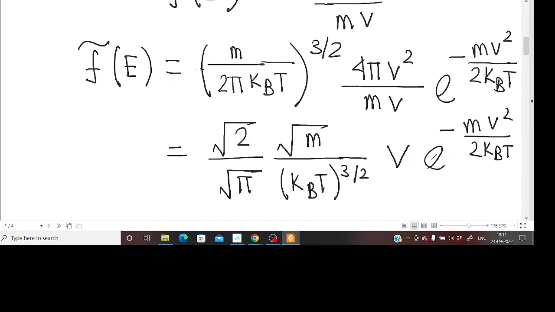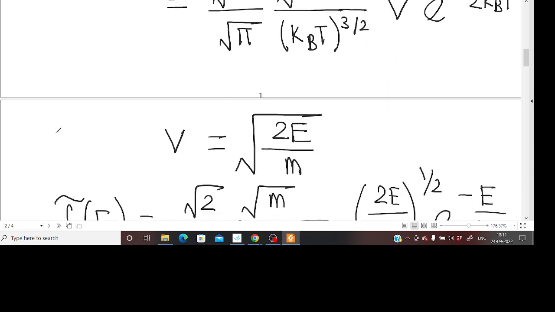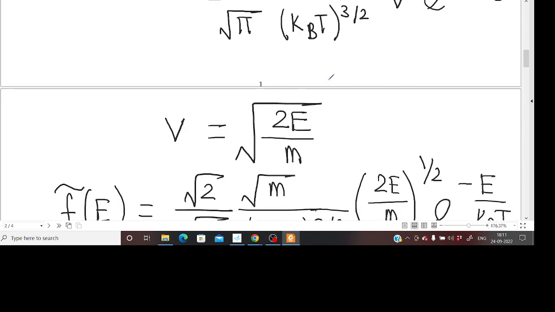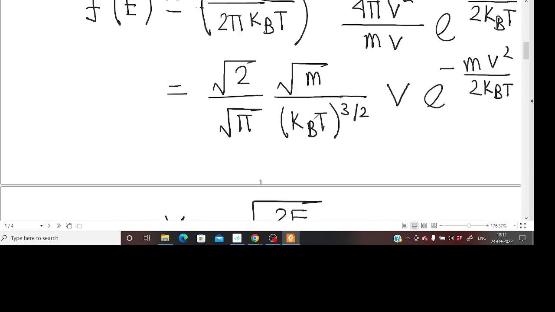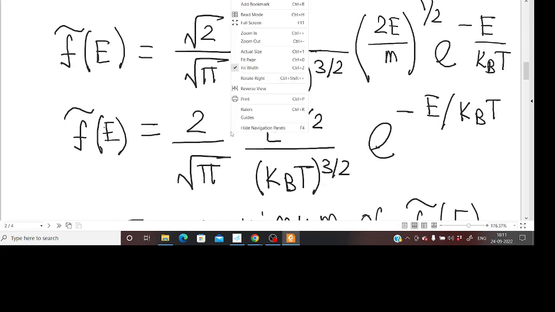Now you have to write this in terms of energy, right? So what is v in terms of energy? We have E equal to half m v squared, so v is equal to root over 2E by m. Now replace v equal to root over 2E by m in this expression. So if you put this, and do some simplification, you get this expression.